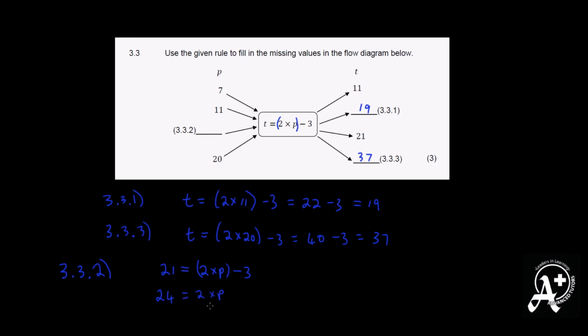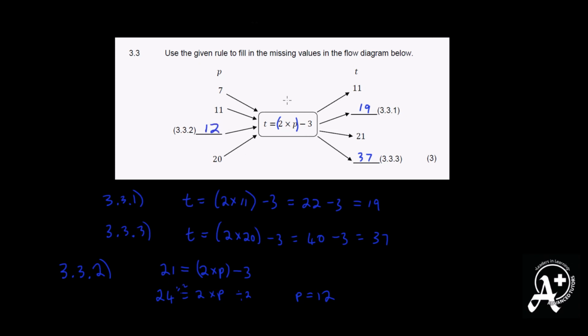24 is equal to 2 times P. And since we're working in reverse, we want to get rid of this 2. When it's 2 times P, we're going to divide by 2. So we divide by 2 on both sides. 2 times P divided by 2, the 2's will cancel, and I'm simply left with P. Then 24 divided by 2 is 12. So P is equal to 12.